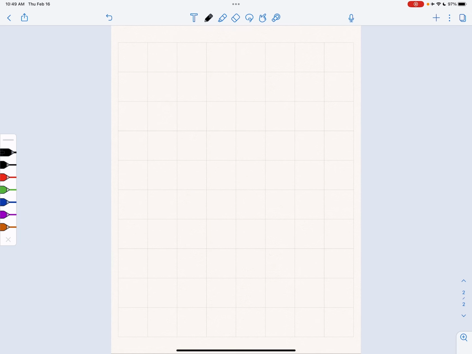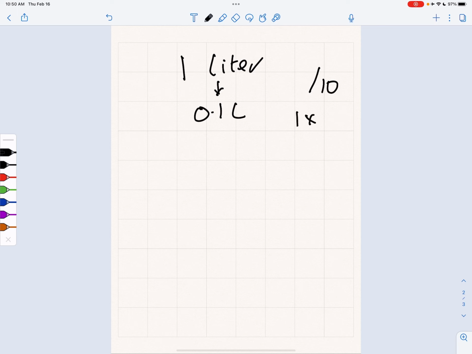So let me start with an example in liters. So 1 liter is a large volume that is very unusual to work with in biology. So we're often working with smaller volumes. A volume that is 10-fold less than this would be 0.1 liter. This we'll write as 1 times 10 to the negative 1. And if you remember from math, 1 times 10 to the negative 1 is 0.1.